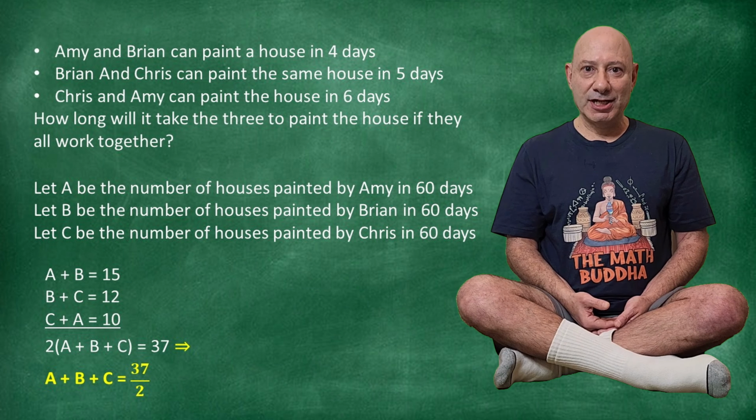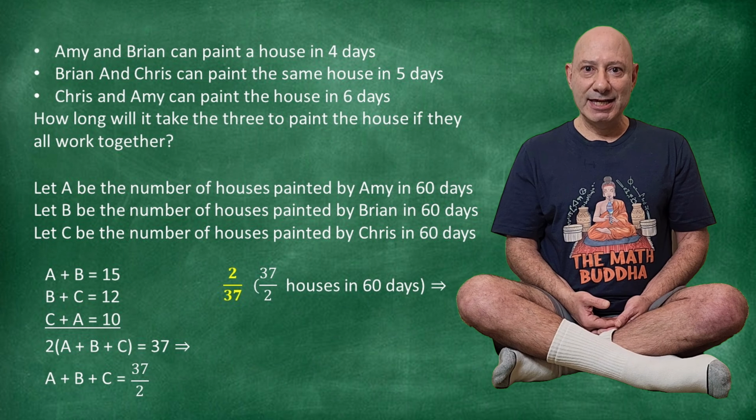Translation, working together, Amy, Brian, and Chris will paint 37 halves of a house in 60 days. But you know what? That is just not going to cut it, because our final answer has to be in days per house. So what we're going to do next is we're going to multiply through by 2/37.